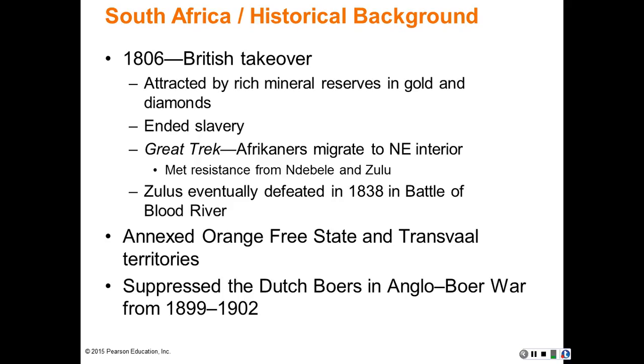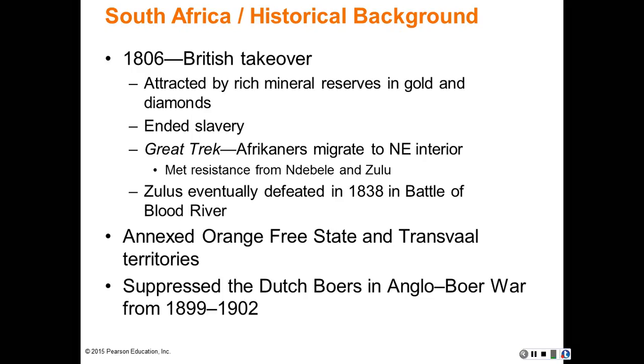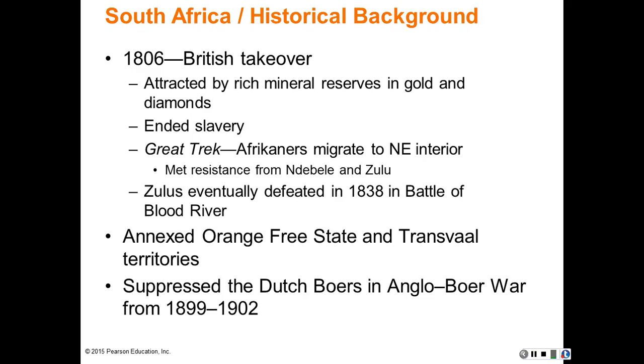Afrikaners were forced to migrate to the northeastern interior, where they continued their exploitation of tribal and ethnic groups, and met much resistance in forcing their control of the agricultural land. The Zulus were eventually defeated in 1838 in the Battle of Blood River. The British annexed the Orange Free State and Transvaal regions. They suppressed the Dutch Boers in the Anglo-Boer War from 1899 to 1902.